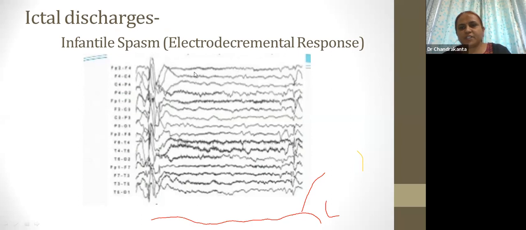So this is ictal recording of infantile spasm. In infantile spasm, when we are recording EEG during spasm, this will show an electrodecremental response. So what is that? Here is the area where the child had a spasm, and before that, this EEG was abnormal. At the time of spasm, this abnormal high voltage EEG activity disappeared. There is a distorted wave superimposed by beta. So this is called electrodecremental response of infantile spasm.